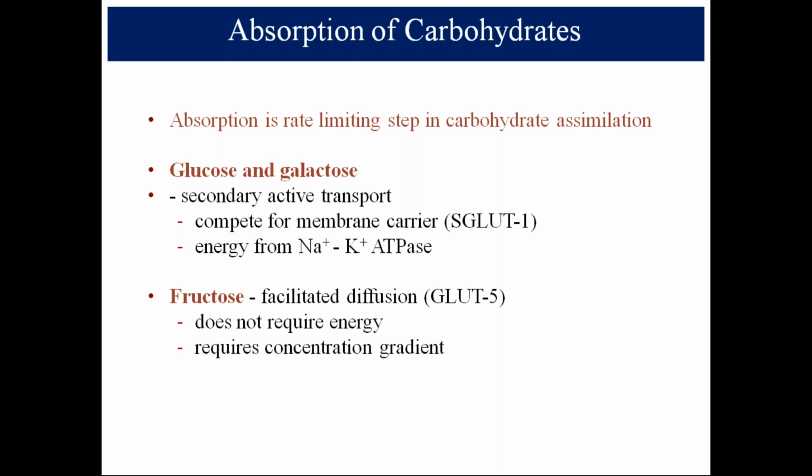So absorption of carbohydrates: once the carbohydrates have been digested into monosaccharides, they are going to be absorbed. Absorption will occur in the small intestine, and this is the rate limiting step. Glucose and galactose are absorbed by secondary active transport by means of the sodium dependent glucose transporter 1, and energy for this comes from the sodium potassium ATPase pump.